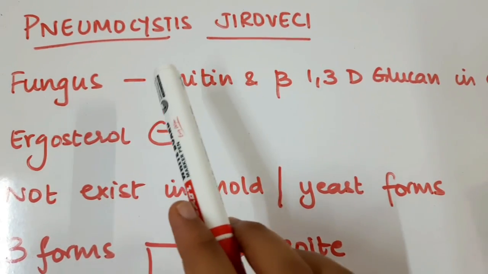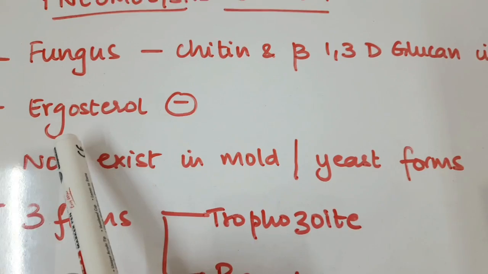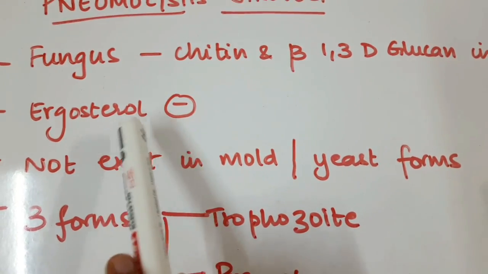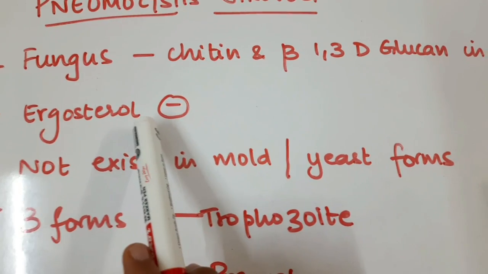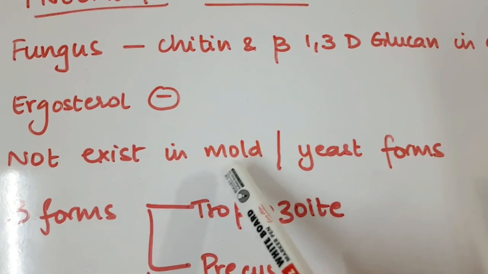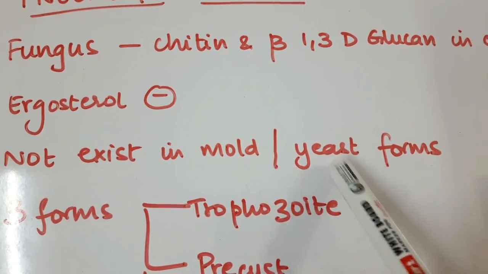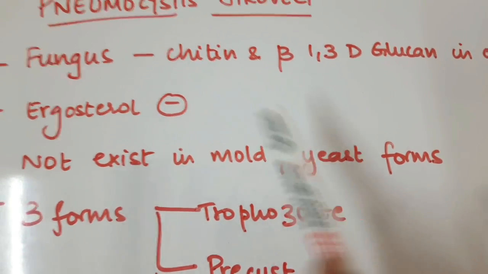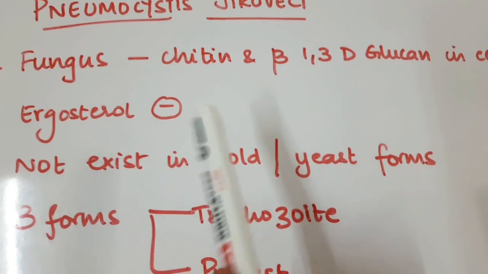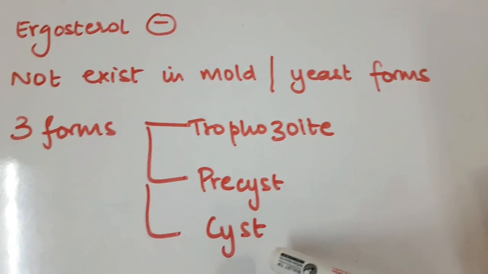fungus. But the properties that make it different from a fungus are that it does not have ergosterol in the cell membrane. So ergosterol is absent in the cell membrane, and also it does not exist in a mold or yeast form. So the way you have fungi and they exist in the yeast form or in the mold form or both, Pneumocystis jiroveci does not have a mold or a yeast form. The forms that it does exist in are the trophozoite, precyst and cyst.